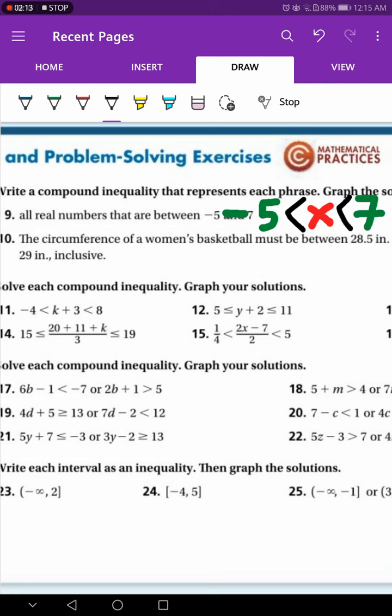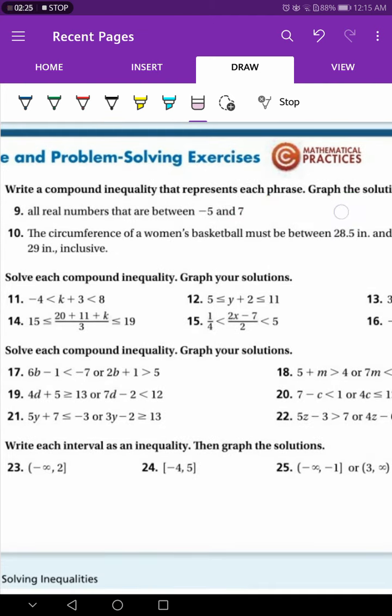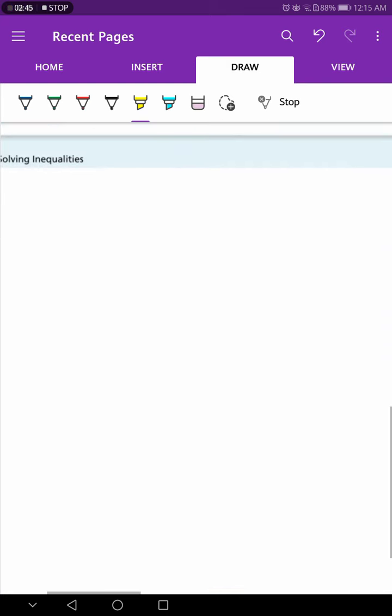This is called a bounded inequality. It is bounded by -5 and 7. And how do we graph this inequality? It is easy too. Again, let me explain again for my dear students. All real numbers that are between -5 and 7. How do we write the inequality? It is easy, my student.